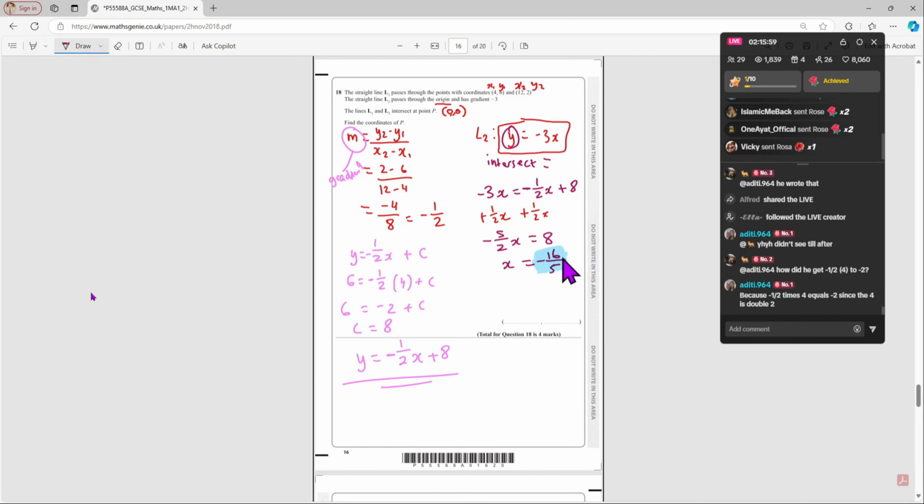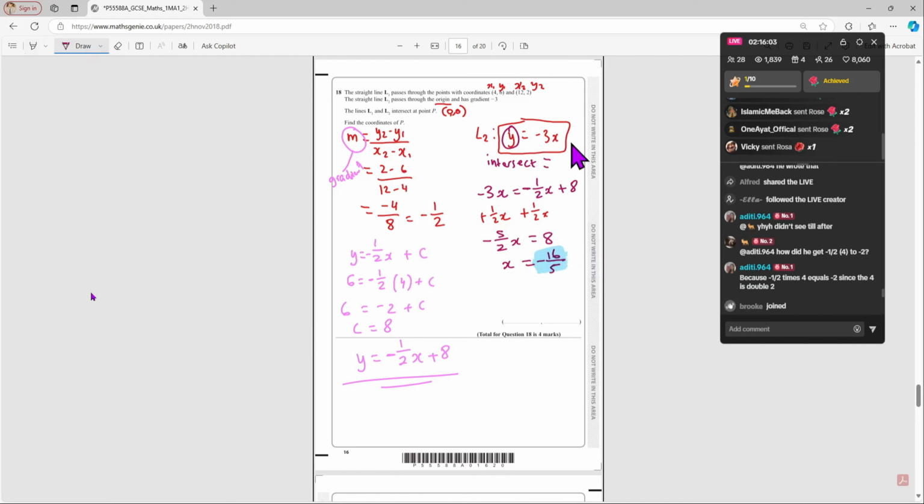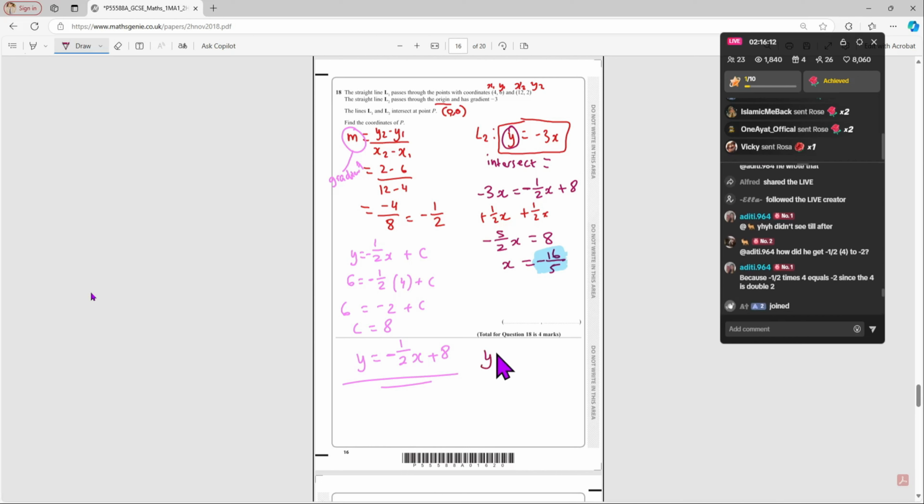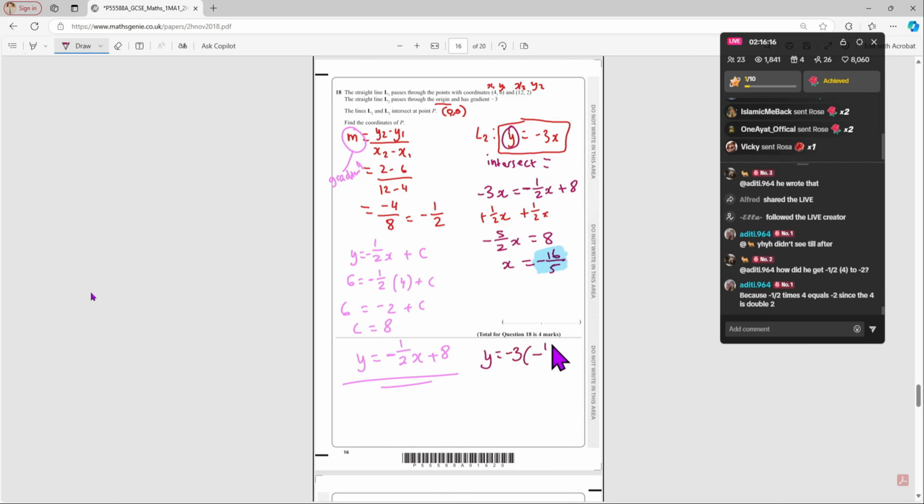So now, once you've done that, got x, we need to find the value of y. I'm going to substitute it into this one over here because that's the easier equation to substitute it in. So it's going to do y is equal to -3, and then the x value, which is negative 16 over 5.